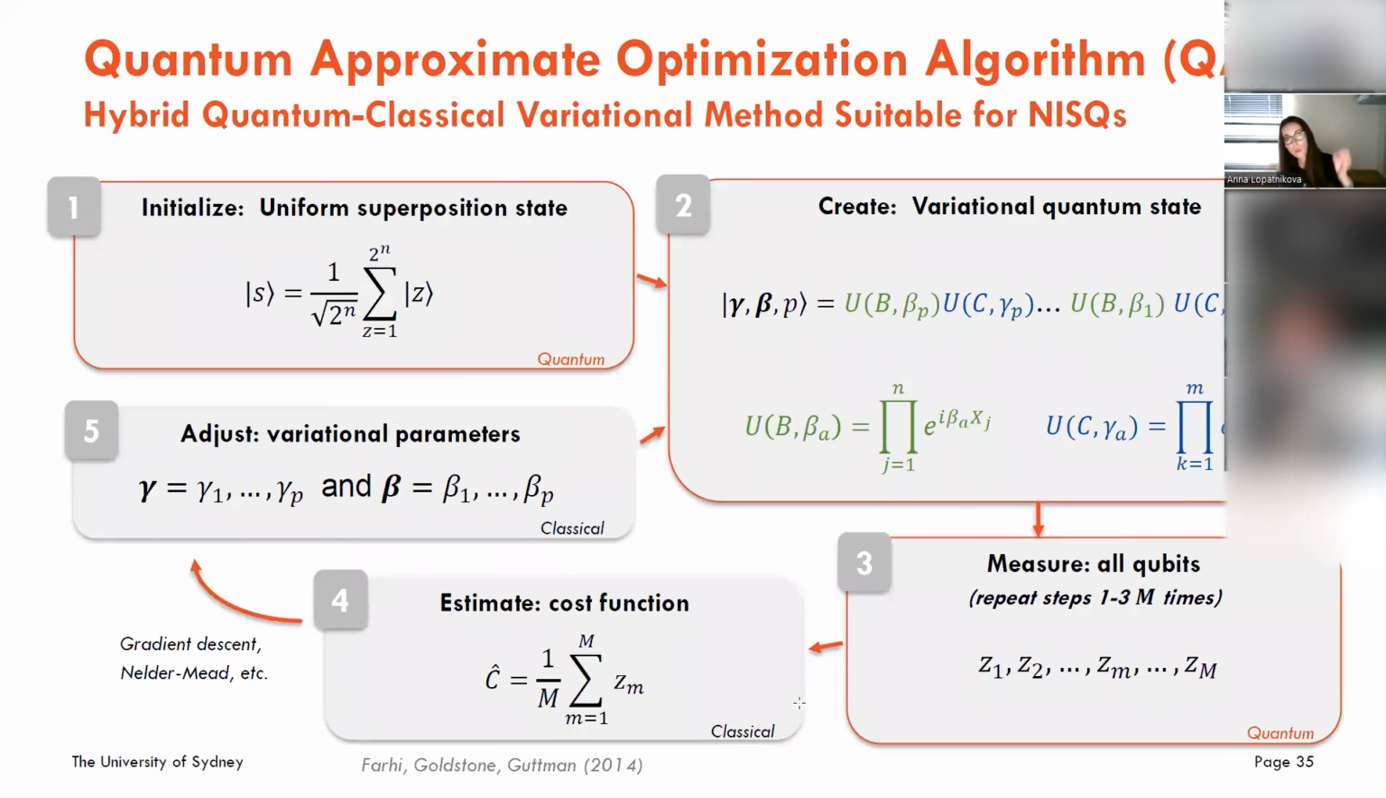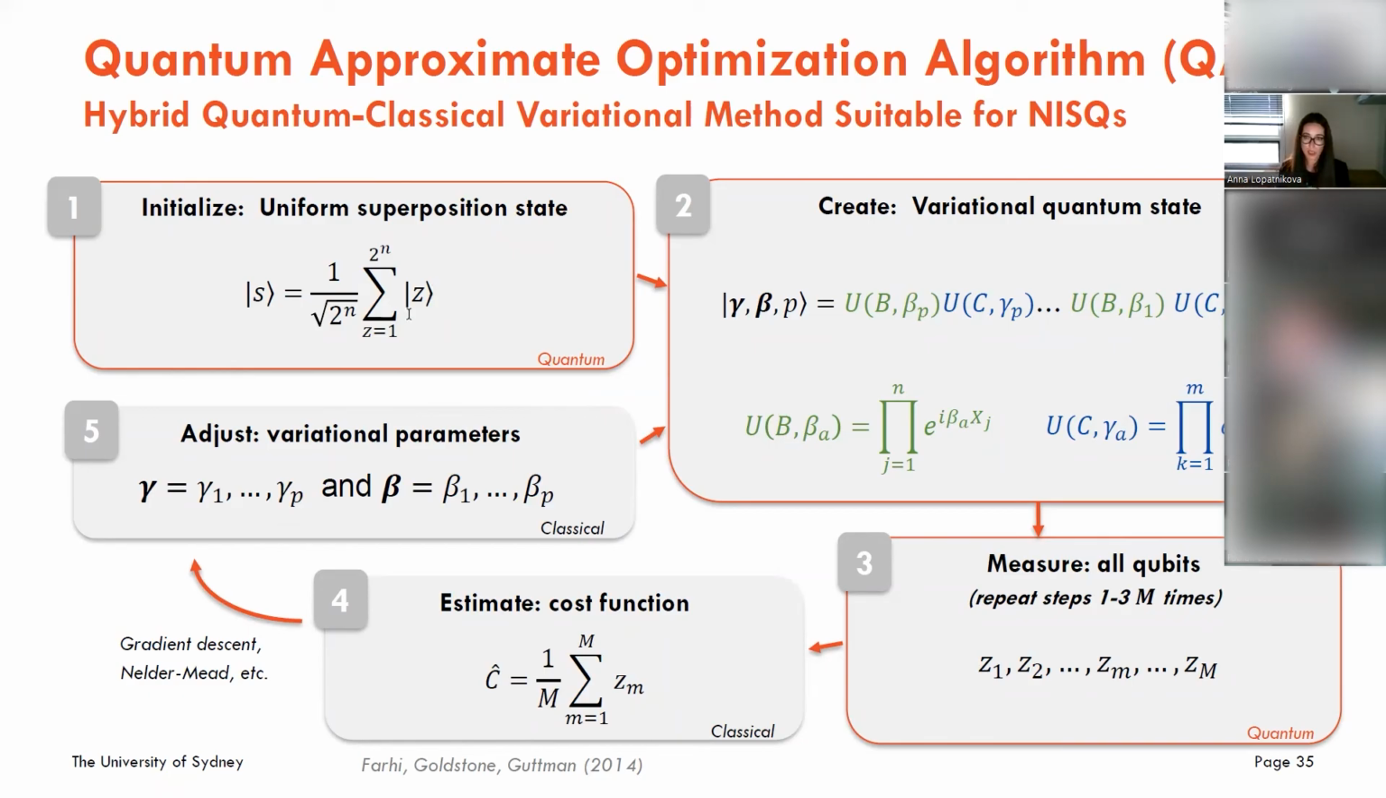So the way the quantum approximate optimization algorithm works is actually quite interesting. It uses both a classical and a quantum computer. It's a hybrid quantum classical approach. It's a hybrid quantum classical variational method that's suitable for these so-called NISQ, noisy intermediate scale quantum computers, the ones that are available today. And so what happens is that you start with a uniform superposition state, like we did in the quantum search. So each one of these is a string of 1s and 0s.